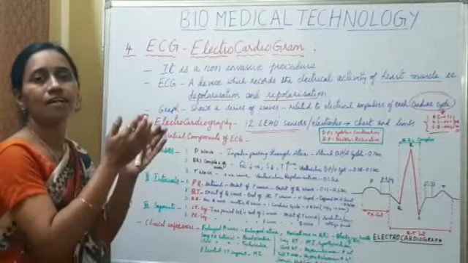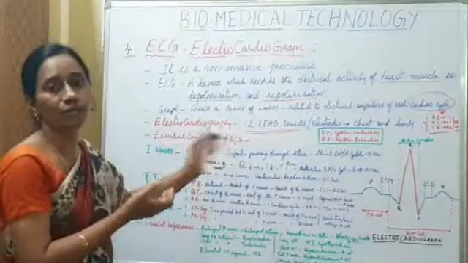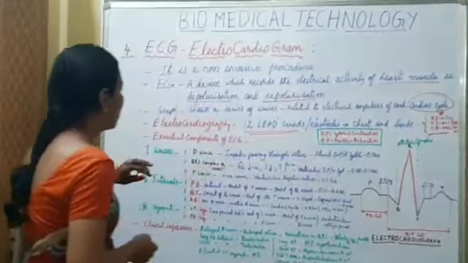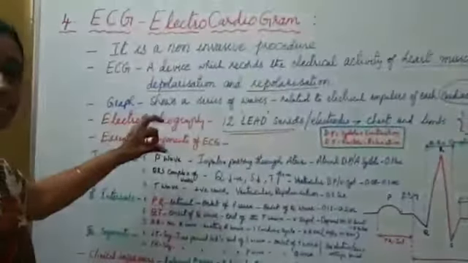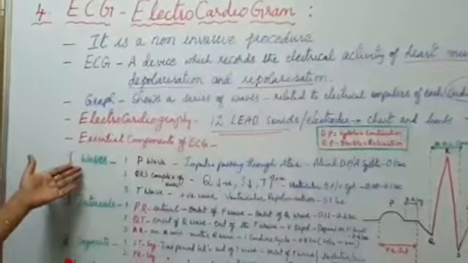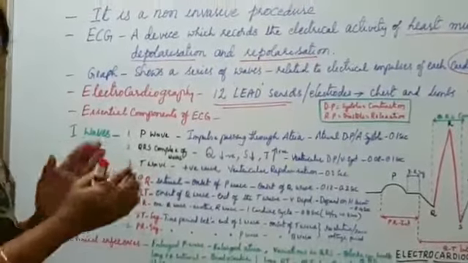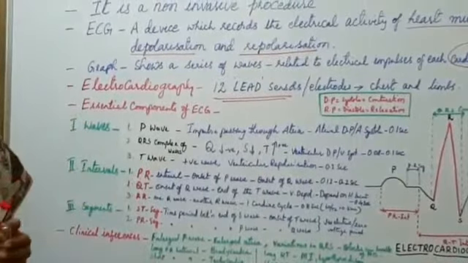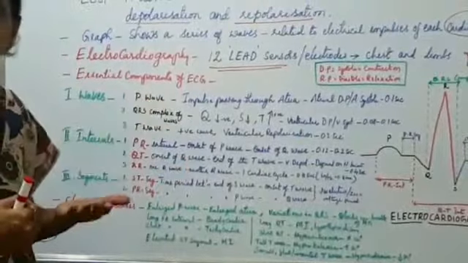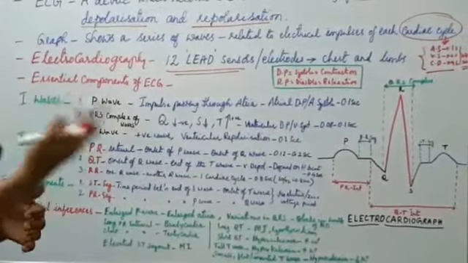We'll get the electrical activity of heart muscle by observing the electrocardiograph. This is done using sensors or electrodes. If you observe the ECG, there are some essential components. By observing waves, intervals, and segments, we'll find the abnormalities in the electrical activity of heart muscle, so that we can assess what disorder takes place in the body and give the treatment.